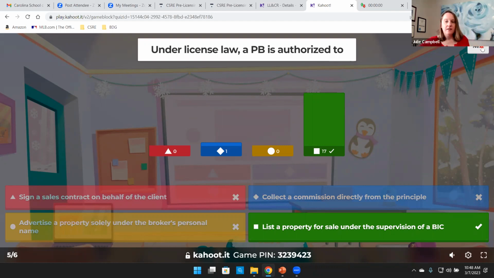No licensee can collect a commission directly from the principal. The firm collects the commission. The firm shares their commission with you. Questions on this one?